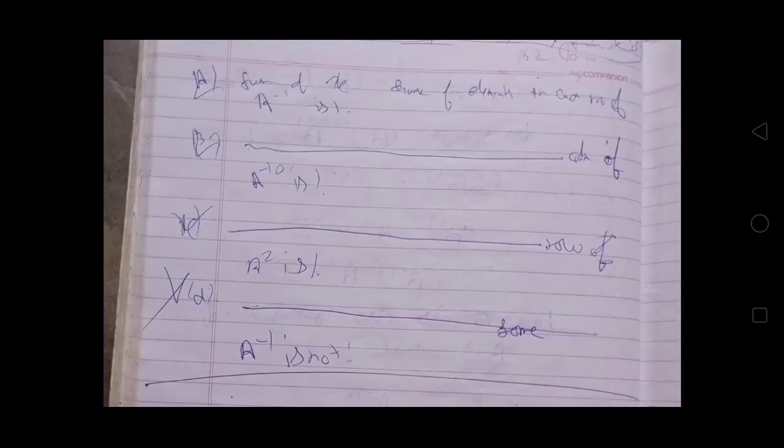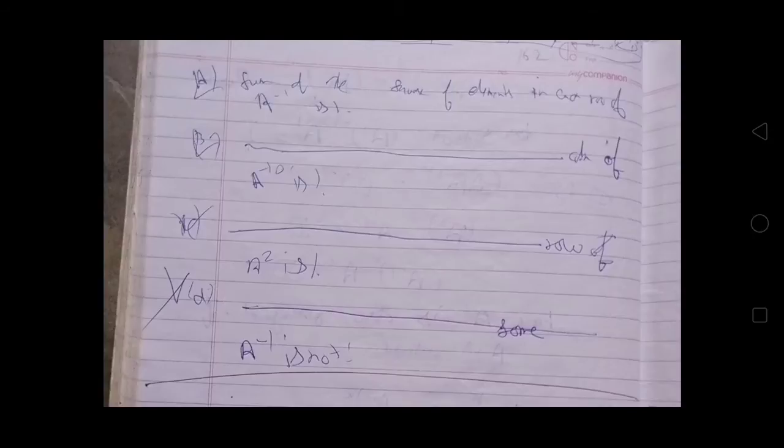Now the first option says the sum of the square of the elements in each row of A inverse is 1. Now you know that if A is an orthogonal matrix, then the inverse of the matrix is again an orthogonal matrix. So we know that in an orthogonal matrix the sum of the square of elements in each row is 1. So the first option is correct.